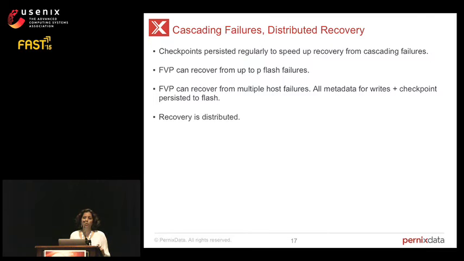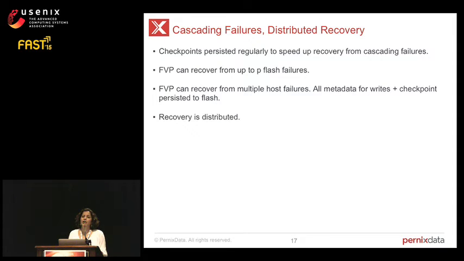FVP can recover from up to P flash failures. So if you have just one flash, also in the case that, let's say, all P+1 hosts have gone down, you can take the one flash that is still fine and install it in another host that still has access to the VM's data store, and recovery can still be complete. So it can recover from multiple host failures.